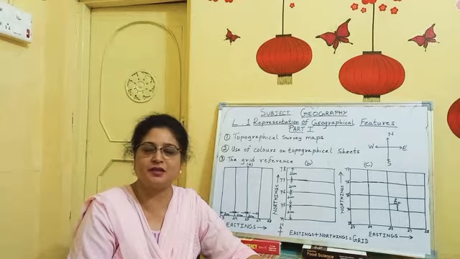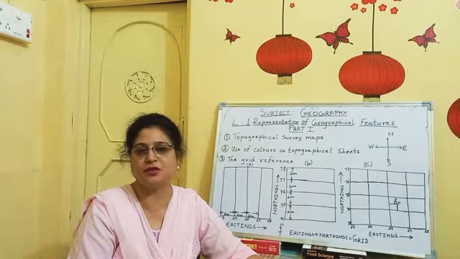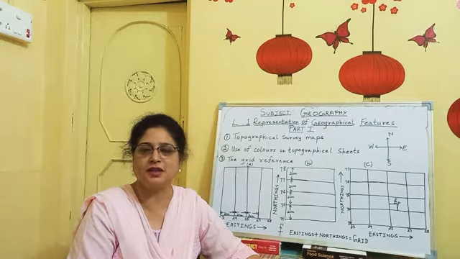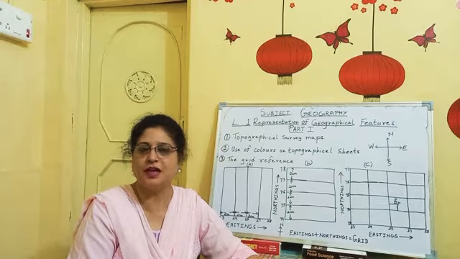Apart from that, maps also have signs and symbols. Signs and symbols are also used in maps, and they too have some significance or importance. They tell us about particular features of the landforms.